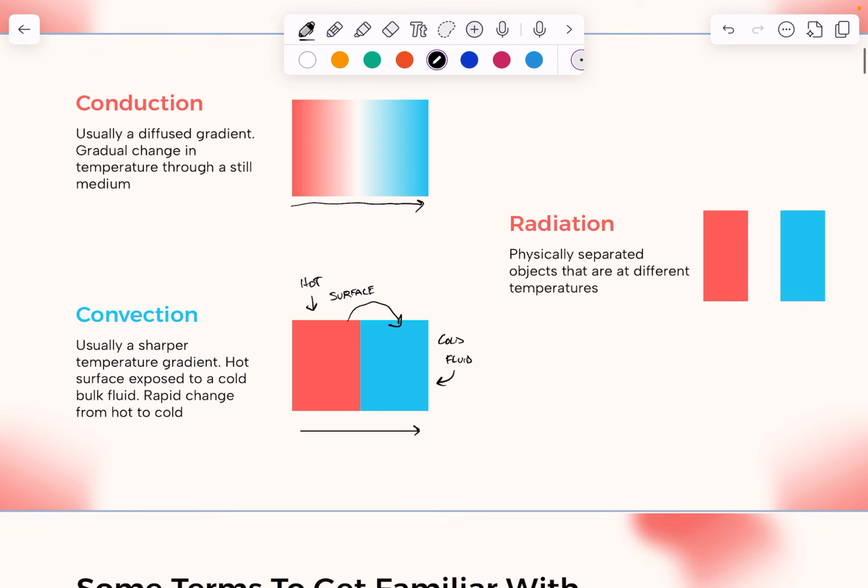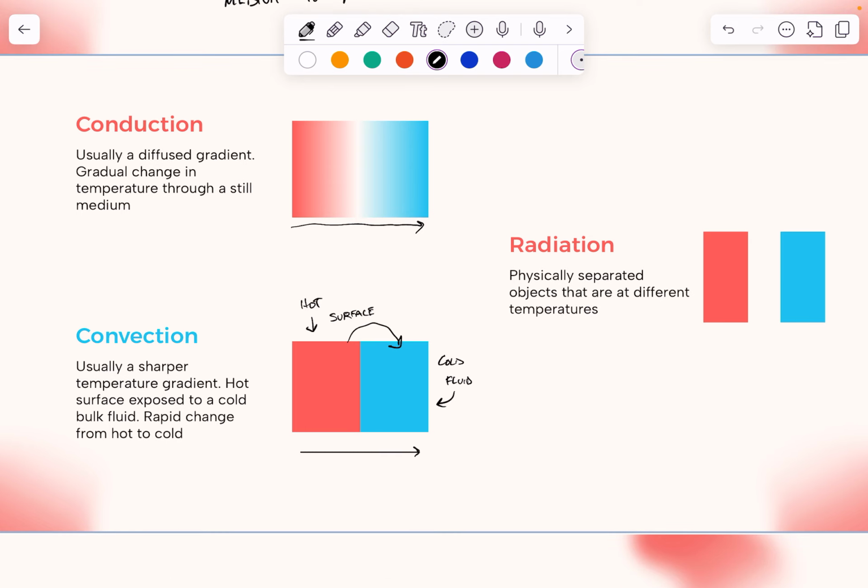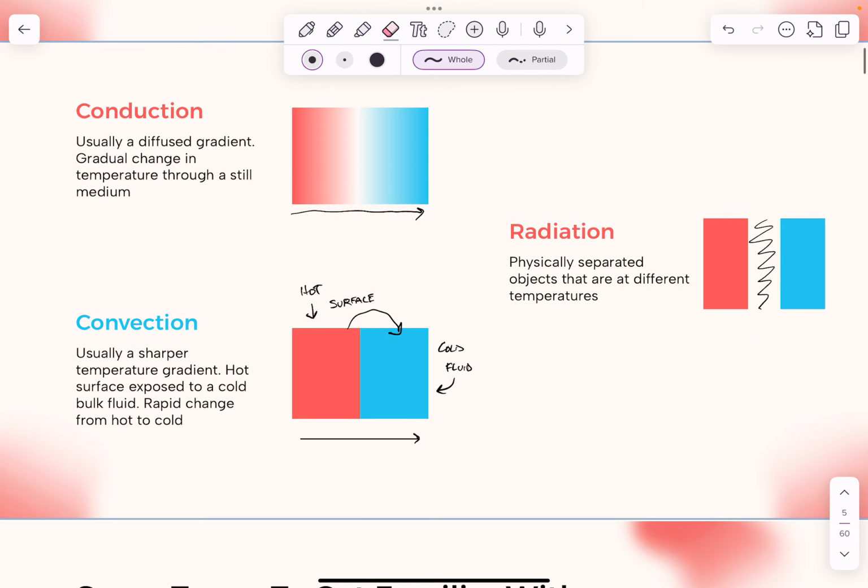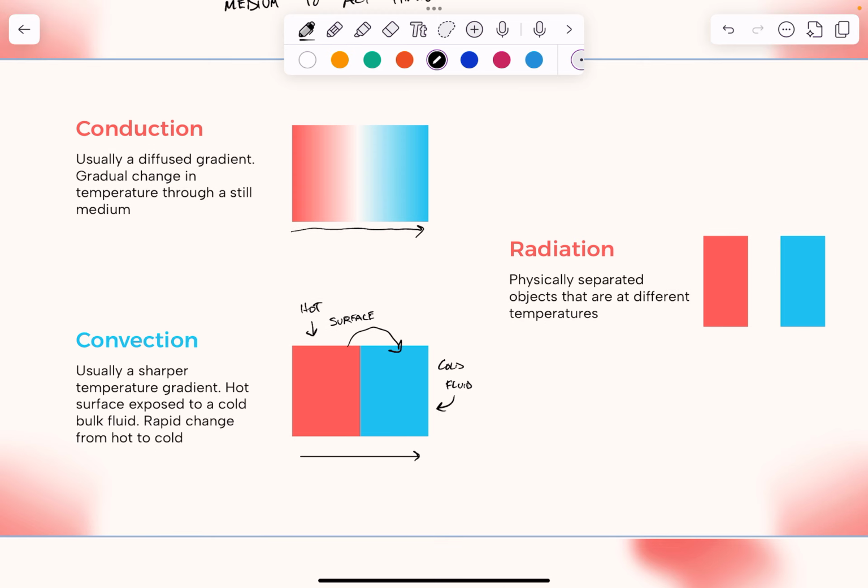And radiation is you have two objects at different temperatures, but there's a space in between them. And so the only heat transfer that's occurring between them is radiation. Obviously, it's not the case if you've got a very hot object like a centimeter away from a cold object. That would heat up the air in between them, and there'd be a little bit of conduction and convection as well. But what I'm talking about is something like the sun and the earth.